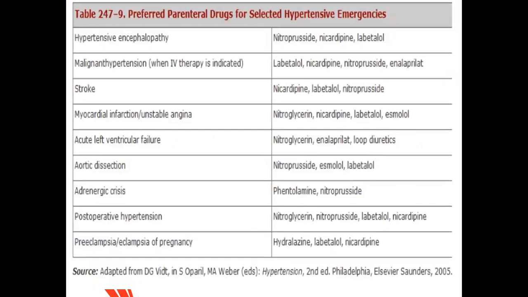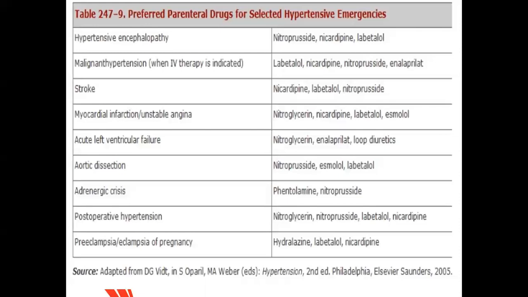All right, this table is adapted from Hypertension, Second Edition, published by Elsevier Saunders in 2005. It gives us a table of preferred parenteral drugs for selective hypertensive emergencies. For hypertensive encephalopathy, the parenteral drugs of choice include nitroprusside, nicardipine, and labetalol.